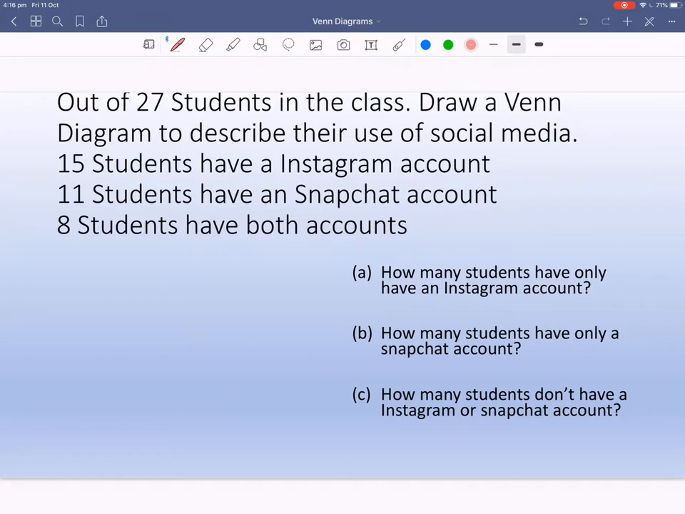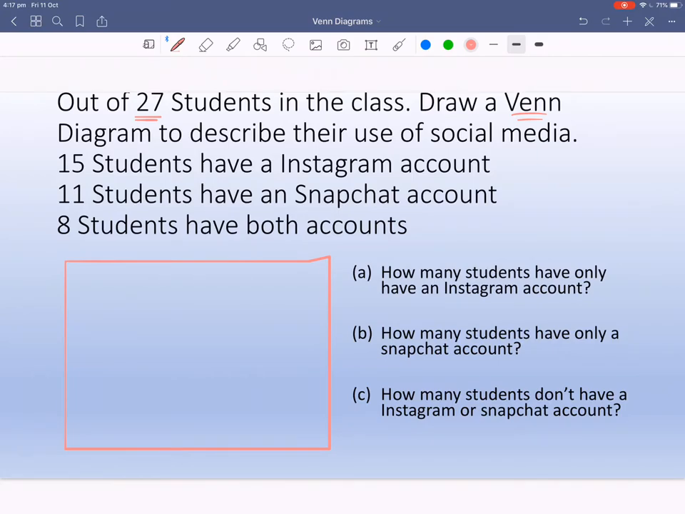Okay, so the best way I know how to do things is just do an example here. So we've got 27 students in a class. The first thing I'm going to do is draw a Venn diagram. I'm just going to make a big Venn diagram here. Now, there are 27 students. That will become very important very soon. And we're going to draw a Venn diagram to describe their use of social media.